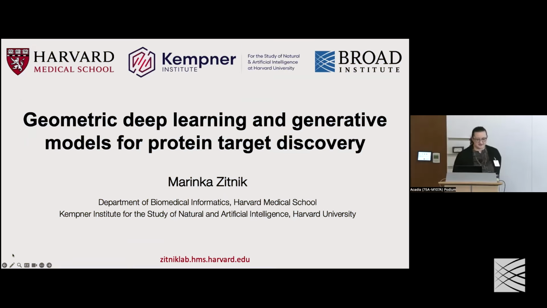So the primer that I'll give next will highlight two of our recent algorithms that we developed in the group, focusing on geometric deep learning and protein representation learning using protein interaction networks, and then generative models for protein-ligand design with a focus on improving protein target discovery. And then in the second part, in the seminar, together with Yepeng Huang and Owen Queen, two fantastic students in the group, will share some of the very recent work concerning multimodal protein language models.